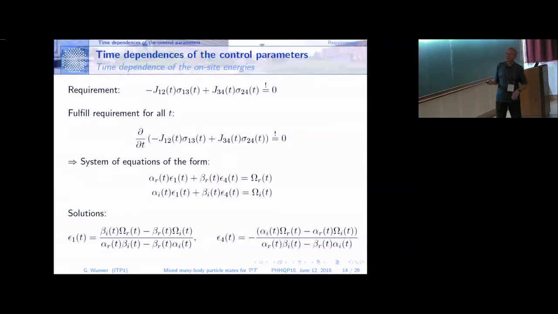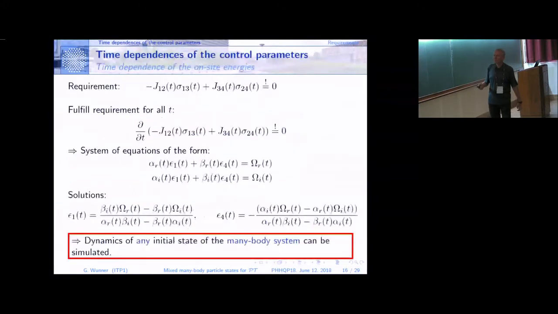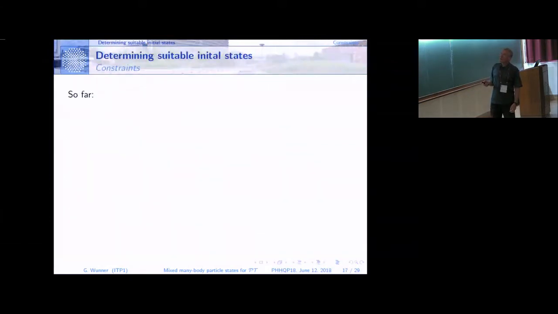The abbreviations that appear here are given on this slide, just to impress upon you that it's not that simple to simulate the two-mode or the four-mode system in terms of a many-body dynamics. But the bottom line is that the dynamics of any initial state of the many-body system can now be calculated. So far, now we have to construct the initial many-body wave function, or find initial conditions for a many-body wave function with some number of particles in the whole system.